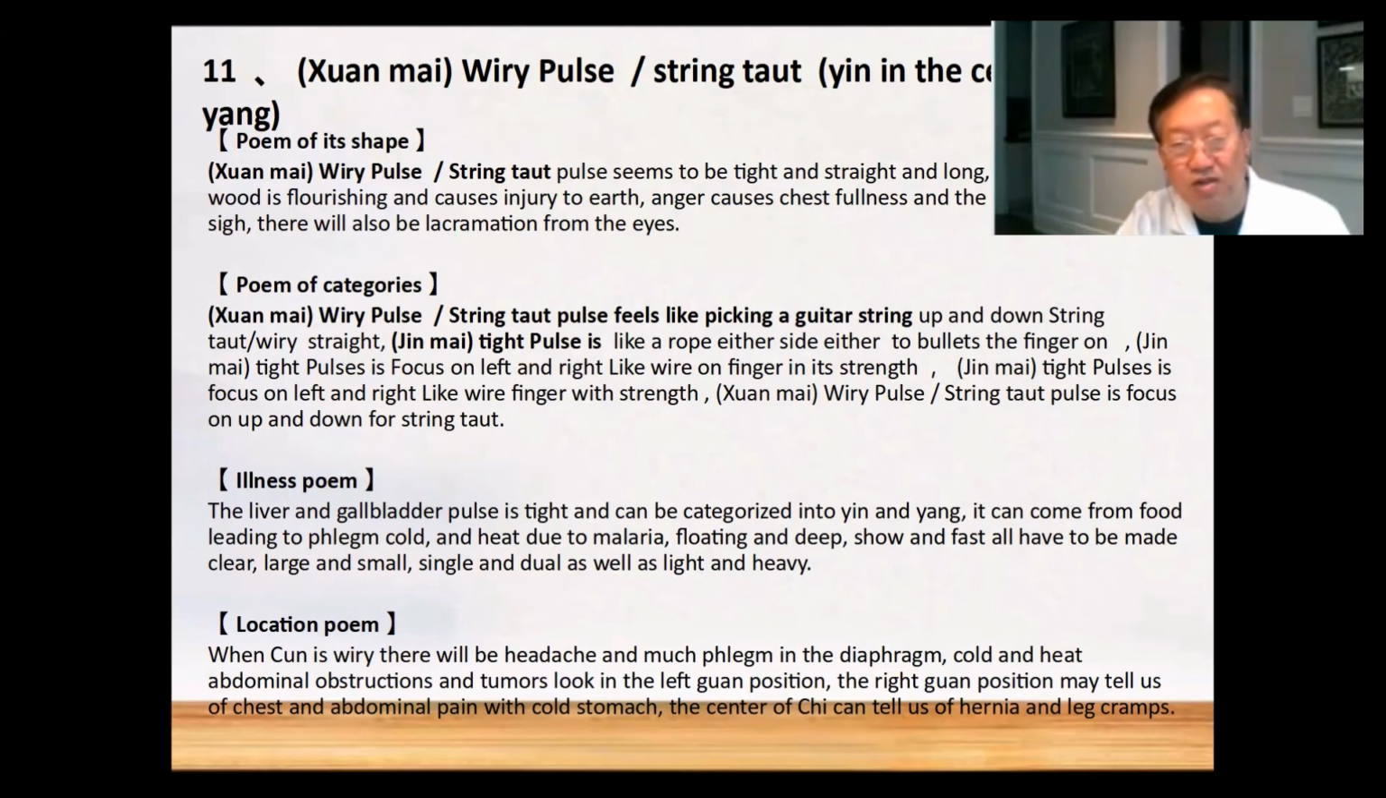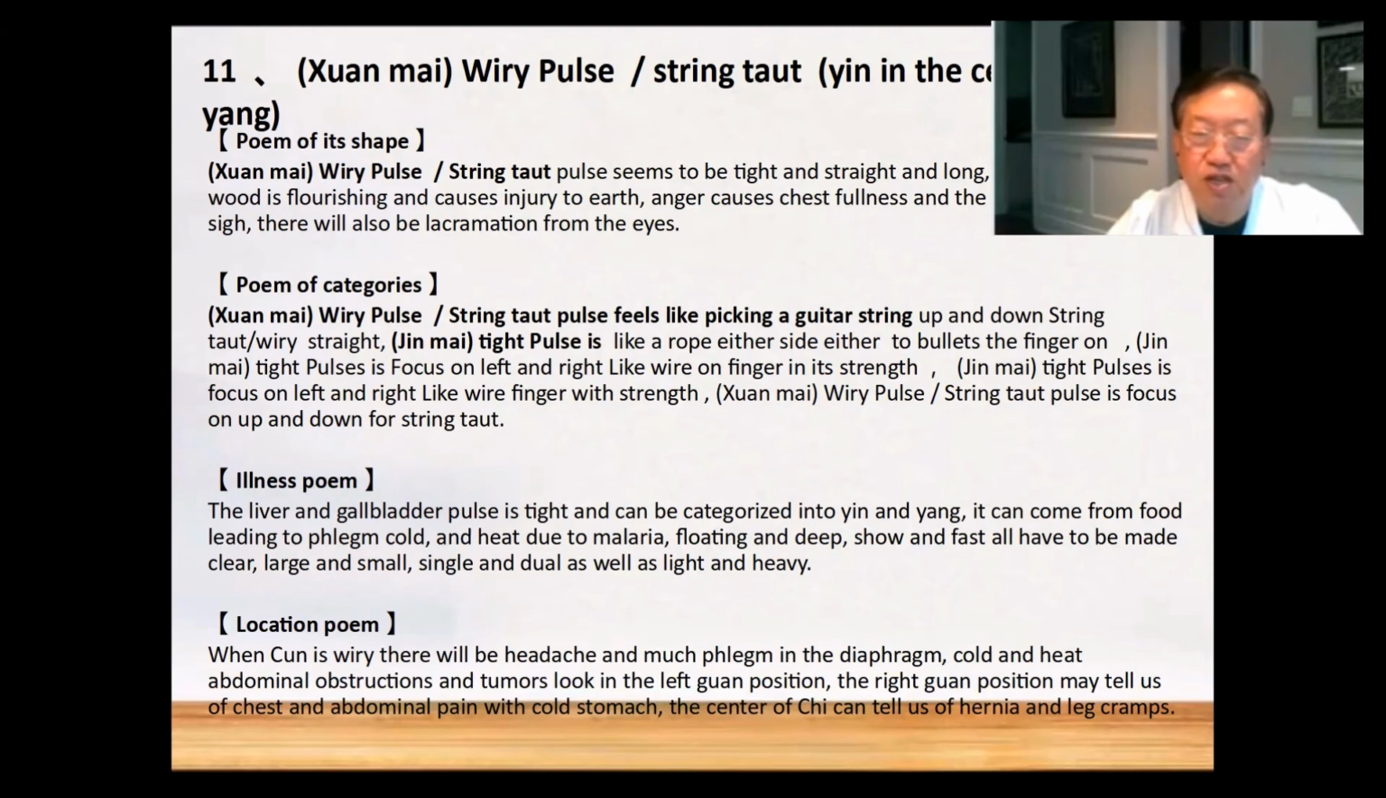Illness poem. The liver and gallbladder pulse is tight and can be characterized into yin and yang. It comes from food leading to phlegm, cold, and heat due to malaria. Floating and deep, slow and fast all have the same clear, large and small, single and dual, as well as light and heavy. Location poem.